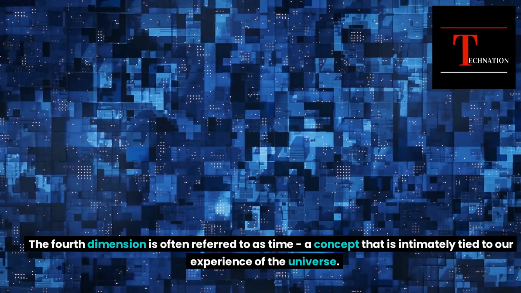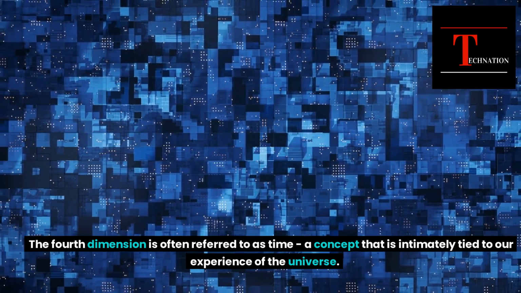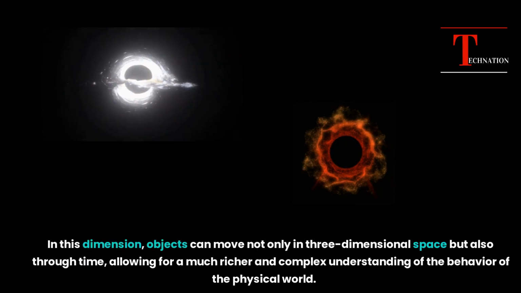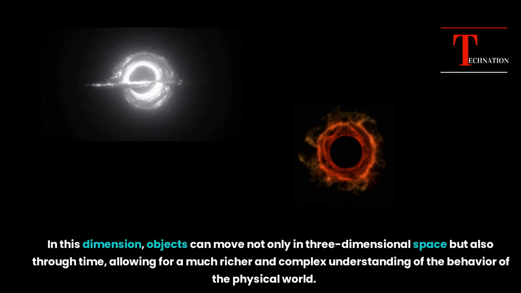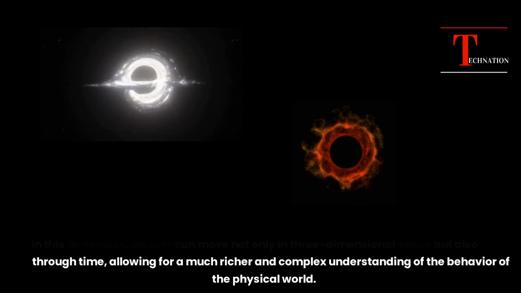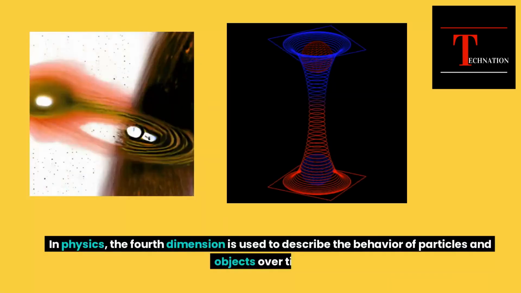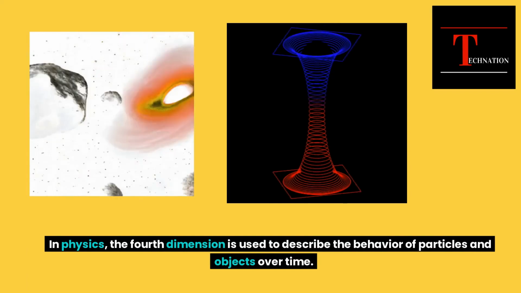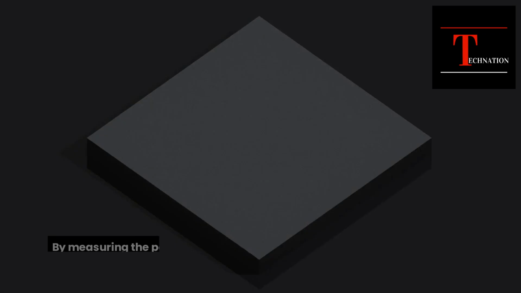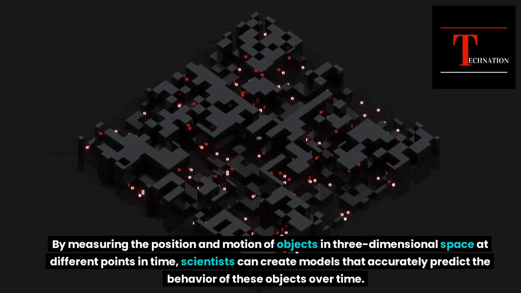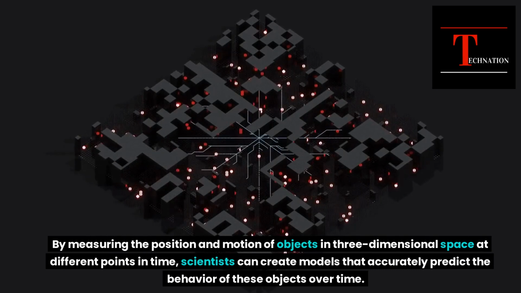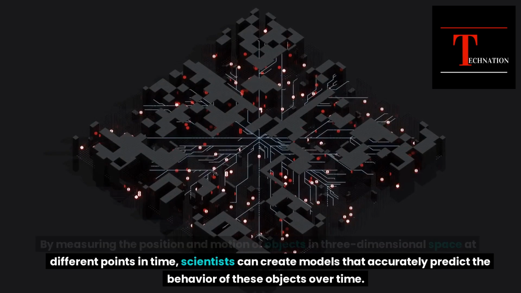and its properties. The fourth dimension is often referred to as time, a concept that is intimately tied to our experience of the universe. In this dimension, objects can move not only in three-dimensional space, but also through time, allowing for a much richer and complex understanding of the behavior of the physical world. In physics, the fourth dimension is used to describe the behavior of particles and objects over time. By measuring the position and motion of objects in three-dimensional space at different points in time, scientists can create models that accurately predict the behavior of these objects over time.